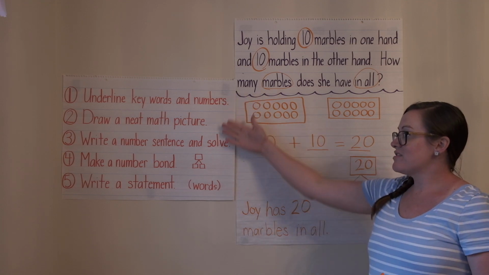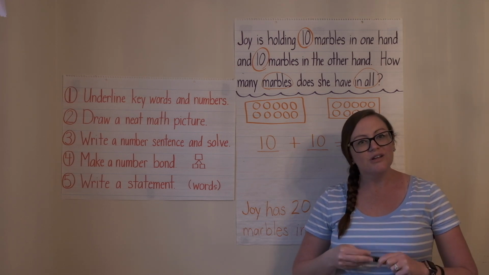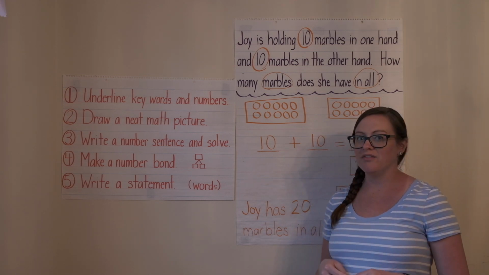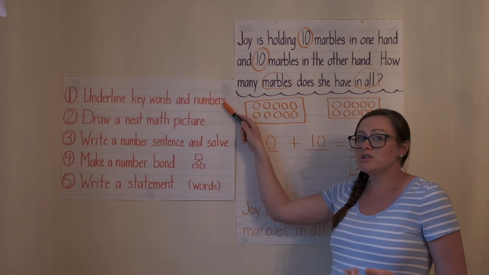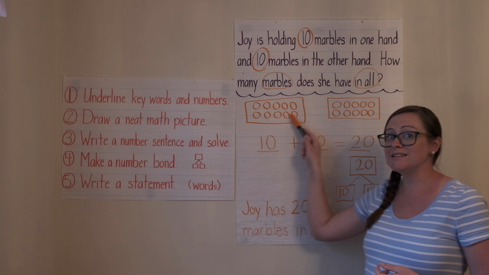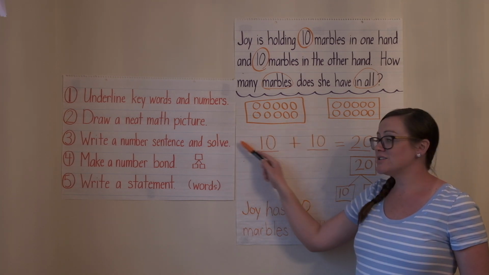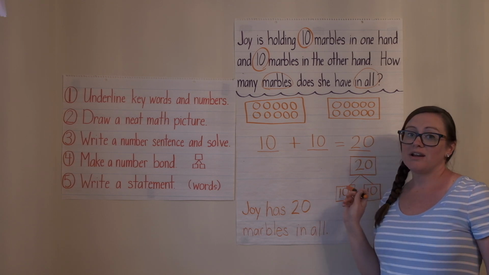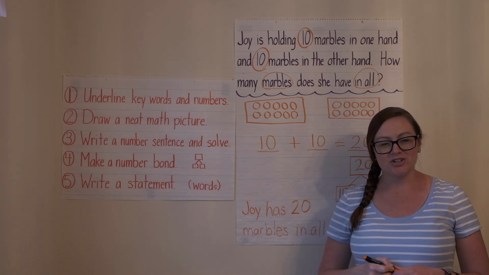So if you remember these 5 steps when you're solving word problems, you'll have everything that you need to include when solving them. So remember, underline the keywords or numbers in the story, draw a nice neat math picture, write a number sentence and solve it, write a number bond to match, and then your statement to answer the question.